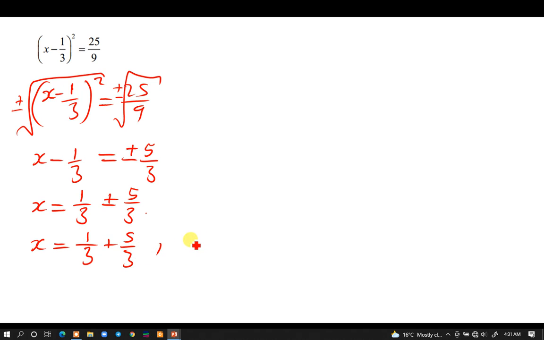The other value of x that we're going to have is x is equal to 1 over 3, this time around putting a minus there, 5 over 3. So x is equal to 1 over 3 plus 5 over 3. Since the denominators are the same, you just add the numerators. So when you add the numerators, we have 6 over 3. The answer is just 2.